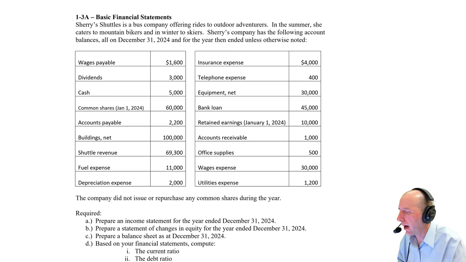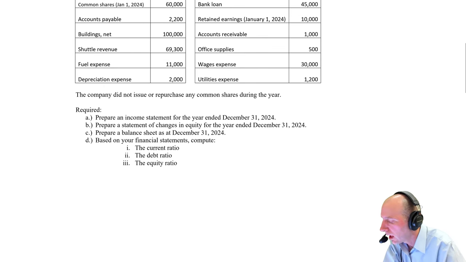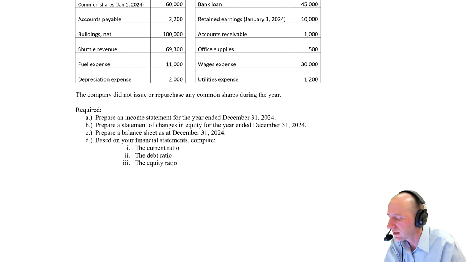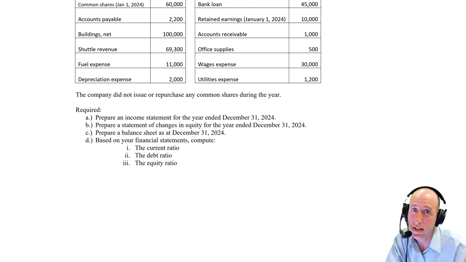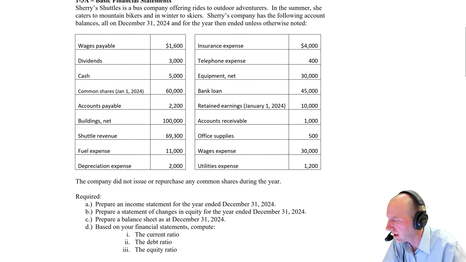The question says, Sherry Shuttles is a bus company offering rides to outdoor adventurers. In the summer, she caters to mountain bikers, and in the winter to skiers. Sherry's company has the following account balances, all on December 31st, 2024, and for the year then ended, unless otherwise noted, and there's a big long list of accounts. Below it notes the company did not issue or repurchase any common shares during the year, and then it asks us first to prepare an income statement. In this video, I'll try to get to the end of that income statement, and then we'll pause there and do a new video for the statement of changes in equity and the balance sheet.